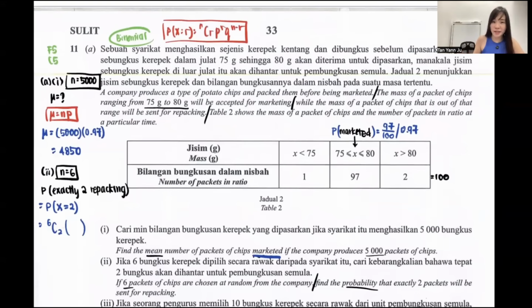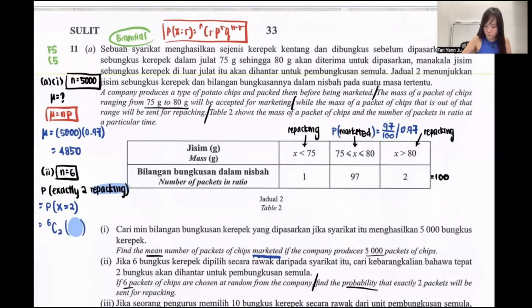p stands for probability of success. What is success now, my dear? Look carefully based on what they ask. If the question asks about girls, girl is success. If the question asks about fail, fail is success. Now the question asks about repacking, so repacking is success. So what's the probability of repacking? Look carefully. These are those that are marketed. Then what is this? This is the one that is below the range. Below the range will what? Go back and repack. Then what is this one? This one is above the range. Above the range will also go back to repack.